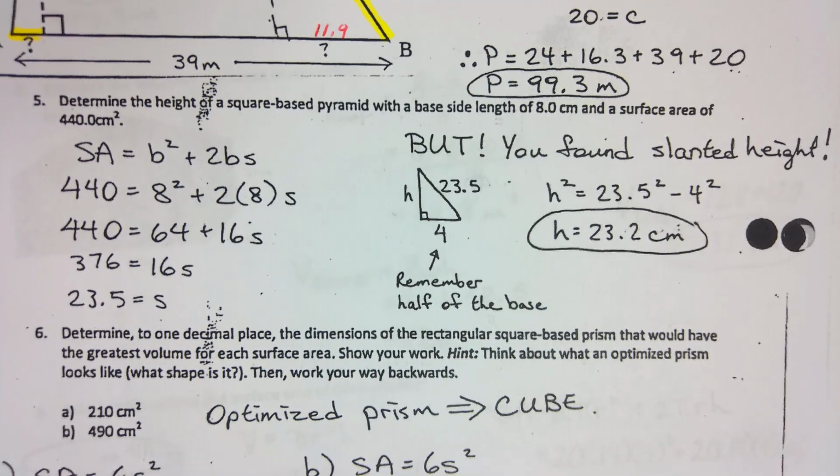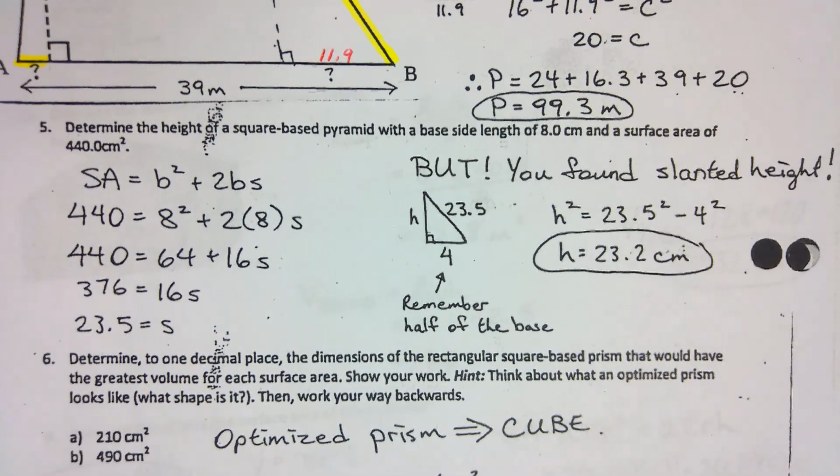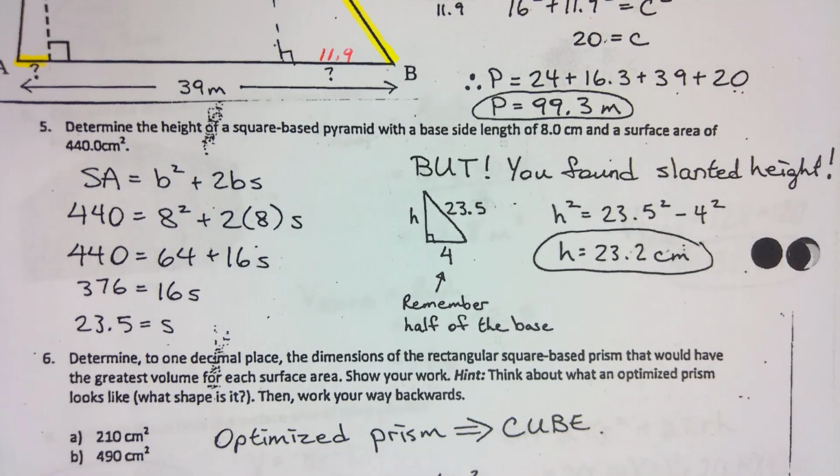Okay. Number 5. This is a very tricky question. Number 5 is very tricky. Yeah, see? Some people noticed they got tricked already. Okay, so determine the height of a square base pyramid with a base side length of 8 and a surface area of 440. Luckily, we are given the formula sheet.